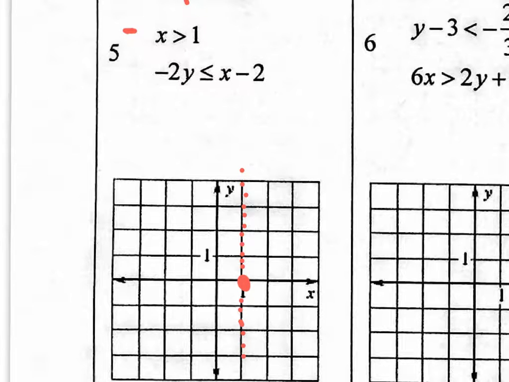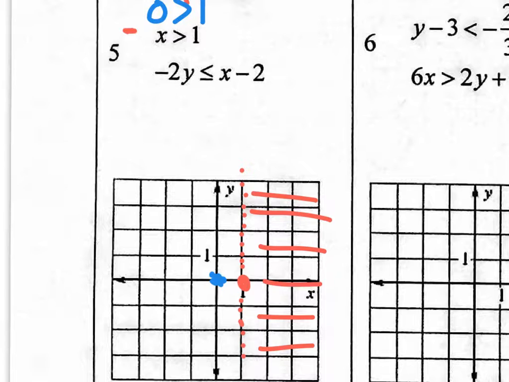Now you need to shade in. How are you going to shade in? By testing a value to see if that's an answer. I'm going to test 0, 0, which means I'm going to plug in a 0 for x and a 0 for y, but there is no y, so I really just have 0 is greater than 1. Is that a true statement? No, 0 is not greater than 1. So this 0, 0 does not work, which means that none of these points on this side work, which means that the other side works. So let me shade in this side over here. Okay, now let's go for the other one.